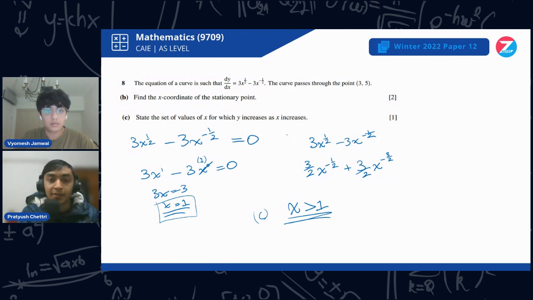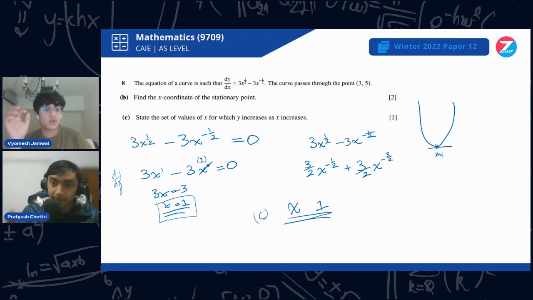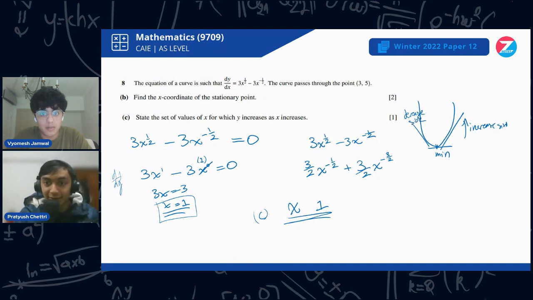y increases as x increases because the derivative is always negative. Shouldn't we? No, just that when we did the second derivative, we got a positive value when we put in the stationary point. And that means that it's a minimum point. If it's a minimum point, I imagine a U-shaped curve. And the question states: state the set of values of x for which y is increasing as x increases. I can only say that that's true for the right half of this curve. So x has to be more than 1.